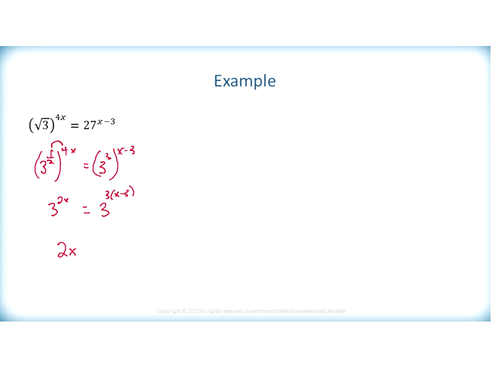We will be left with 2x will equal 3x minus 9. Don't forget the distributive property. So 2x subtract 3x would equal -9. Minus x would equal -9. So x equals 9.